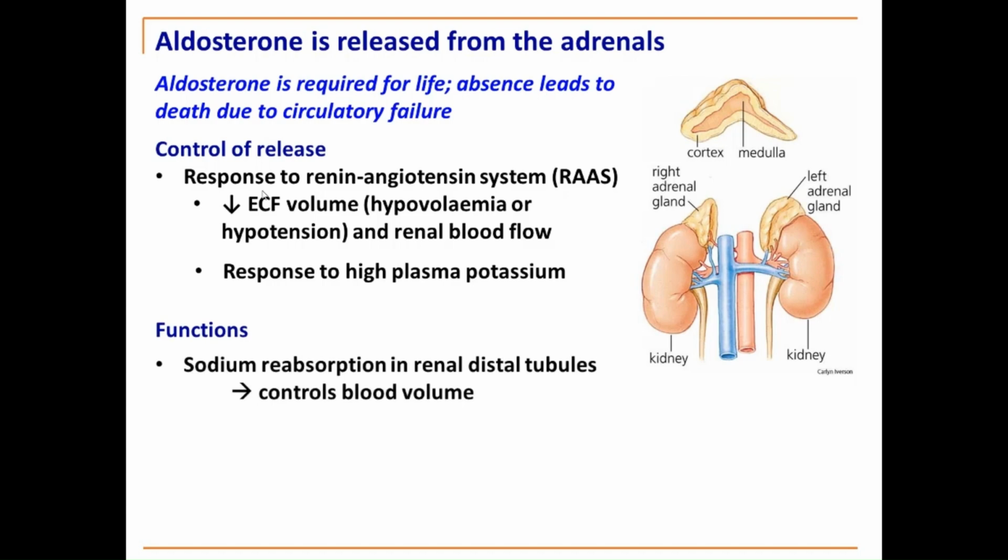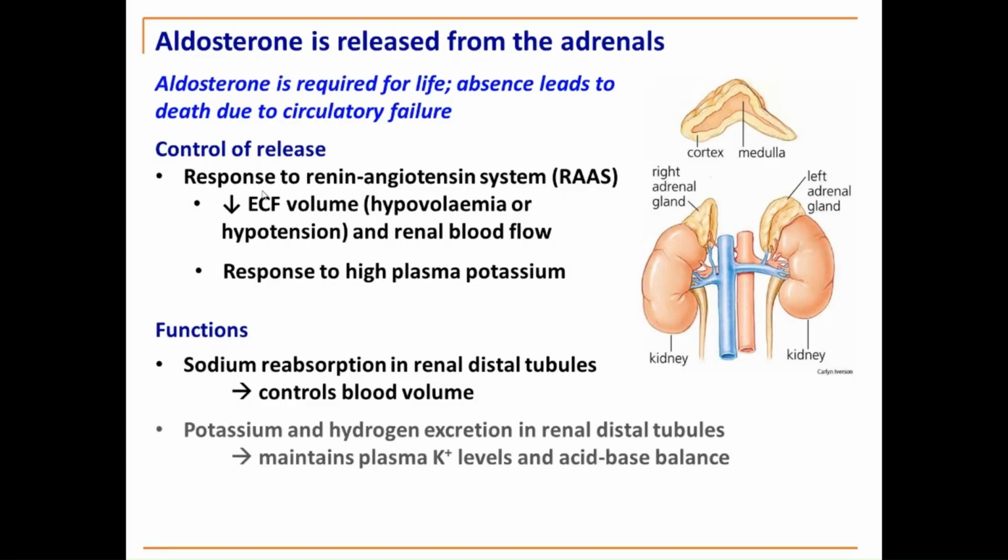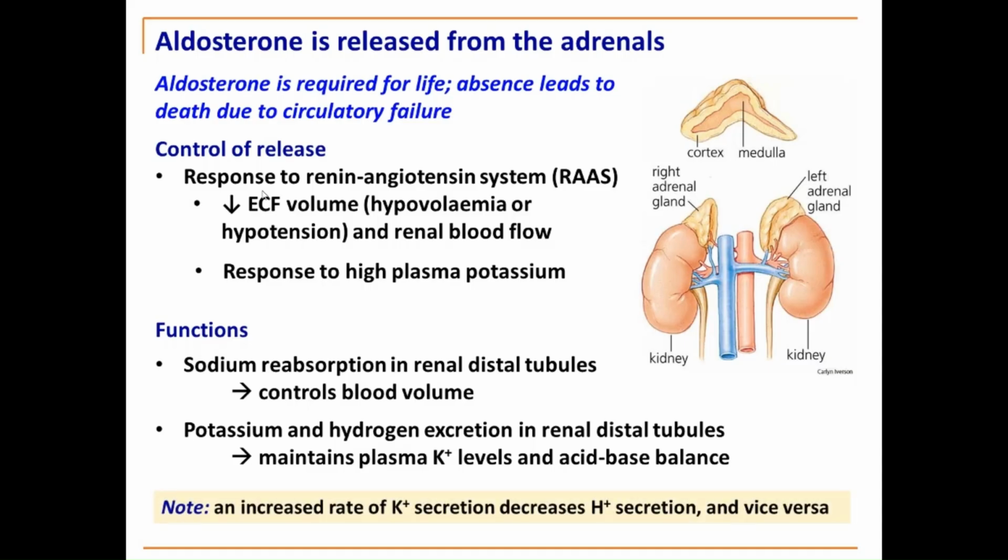Some of its functions: sodium reabsorption in the renal distal tubules, helping to control blood volume and therefore blood pressure, and potassium and hydrogen excretion in the renal distal tubules, again maintaining plasma potassium and acid-base balance. So it's important also to note, if you have an increased rate of potassium secretion, that decreases hydrogen secretion and vice versa. So in an acidosis, for example, more hydrogen ions will be secreted, which will then lead potentially to an increase in potassium in the blood and vice versa.